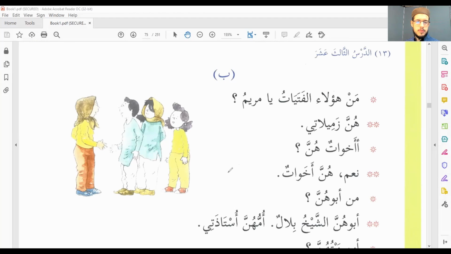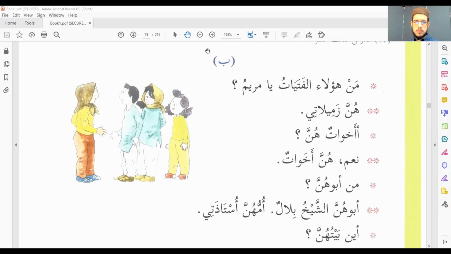So let's have Muhammad Mu'tasim read *1, and let's have Dr. Zia read *2. من هؤلاء الفتيات يا مريم يا مريم هنا زميلتي. أقواتهن نعم هن أخوت. All right, time out.